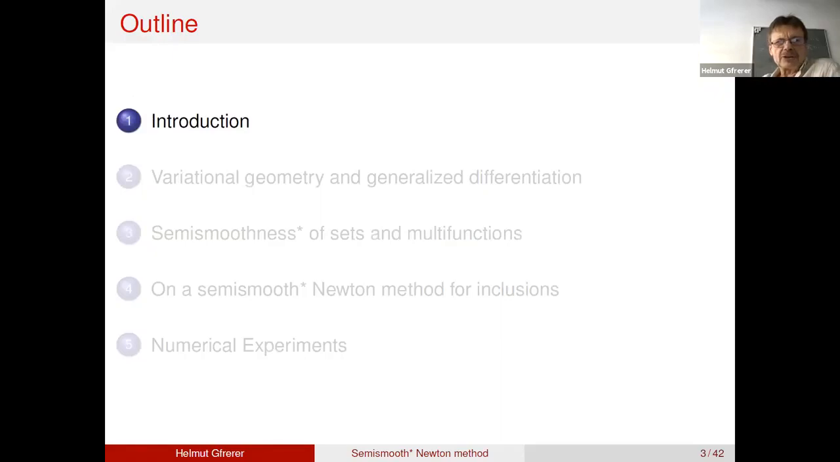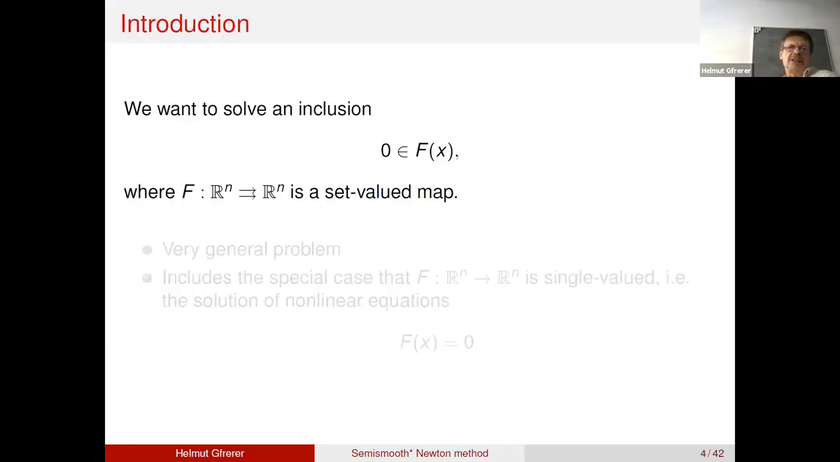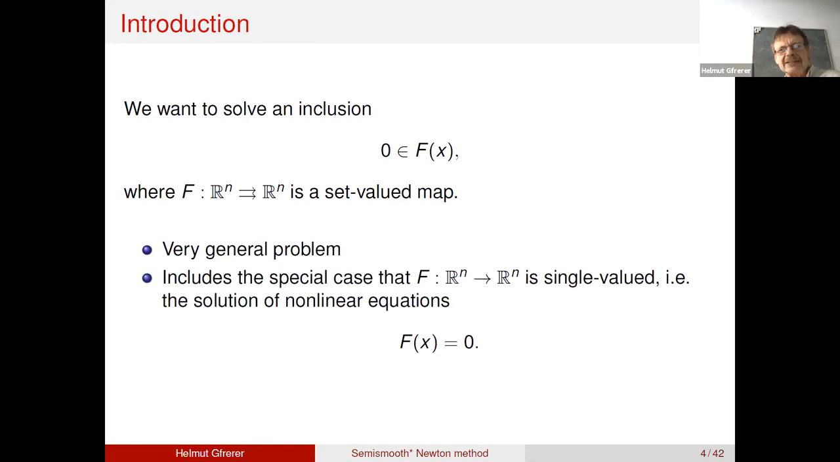Okay, let's start with the introduction. What do we want to solve? We want to solve an inclusion of the form 0 should belong to F of x, where F from R^n to R^n is a set-valued mapping. Of course, this is a very general and very fundamental problem in mathematics. Let us first consider a special case, namely that we want to solve equations, that is, F is single-valued.